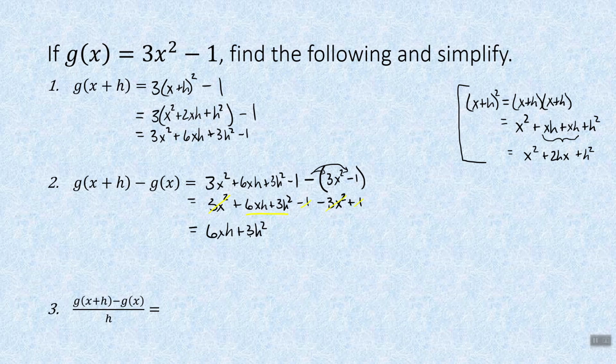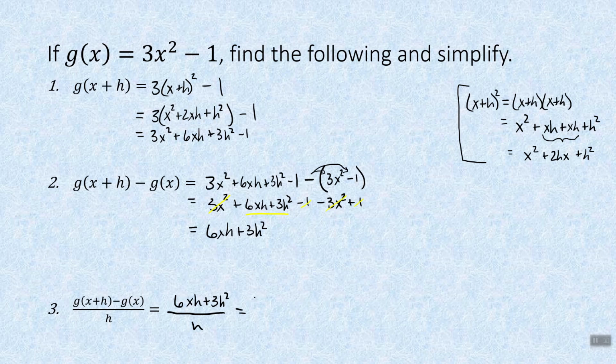And so we could use this answer in here. This is a 3-step problem. You'll frequently just be asked for part 3. I always build it up slowly. I'll do g of x plus h, and then I'll do the numerator. Hey, look what I have right here, 6xh plus 3h squared. Now this step, all I have to do is divide it by h.